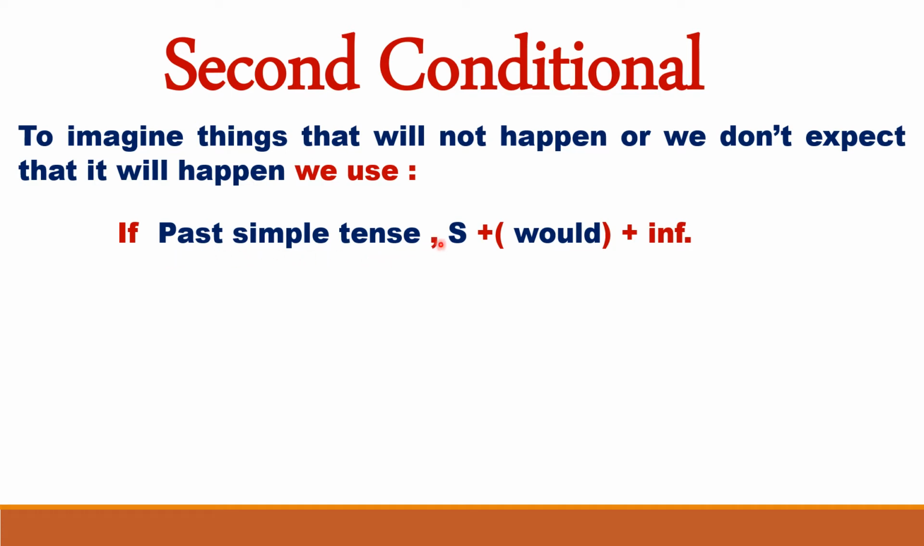Then we put a comma to separate these two sentences, since the if clause is at the beginning. Then we put the subject, then would, which is a modal verb. After that we have the infinitive. Always after modal verbs we have the infinitive, which is the verb without any addition.